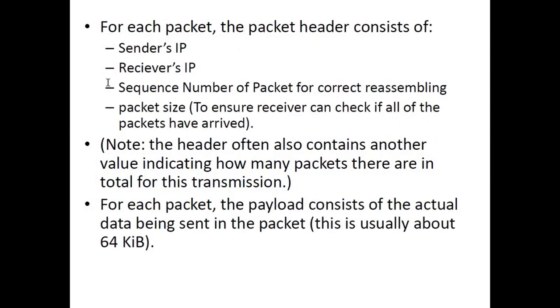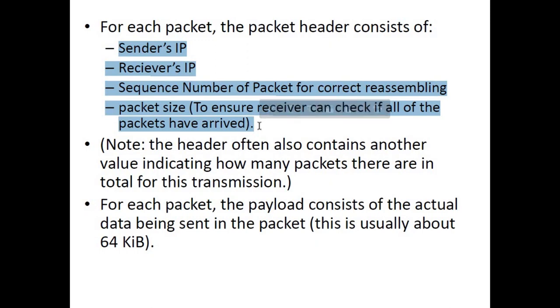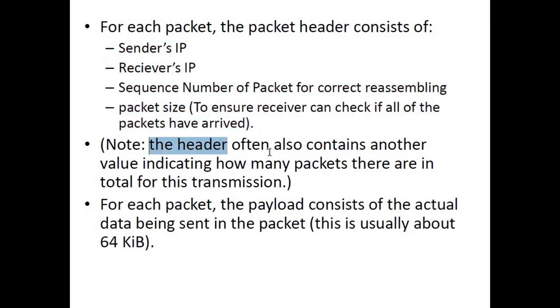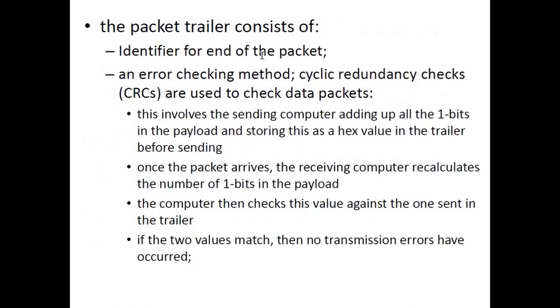For each packet, the packet header consists of sender IP, receiver IP, sequence number, and packet size. The header often also contains another value indicating how many packets there are in total for this transmission. Now this is not followed by all the packets or all the protocols, but these four things are always there in each and every header, whereas some protocols have this optional fifth part. The payload consists of the original data, which is about 64 KB, and the trailer has the identifier for end of packet and an error checking method.